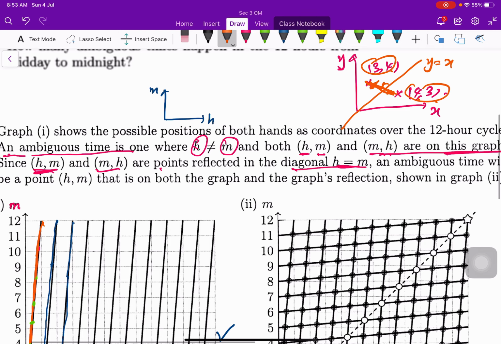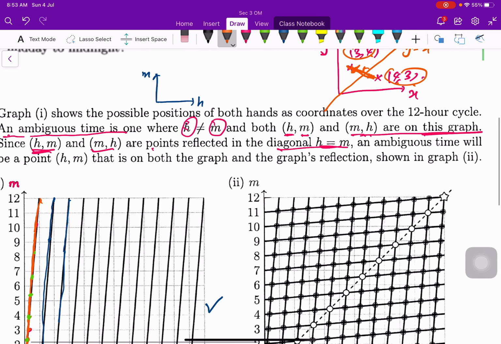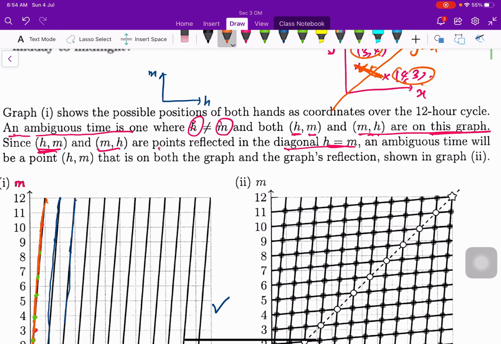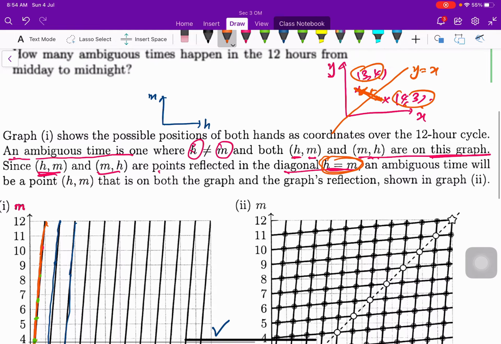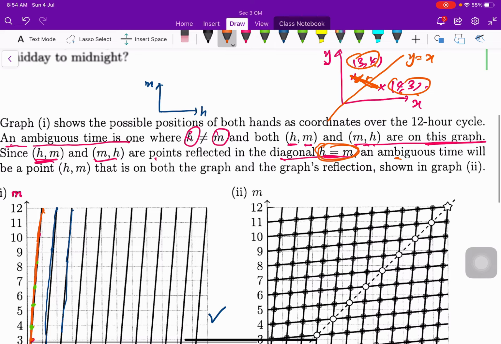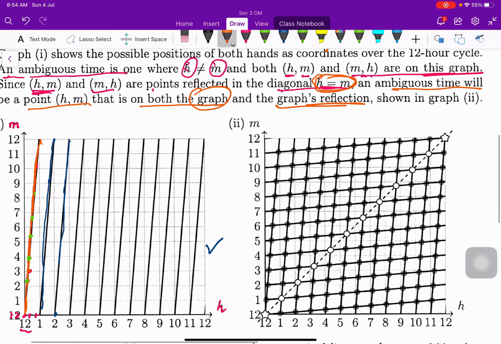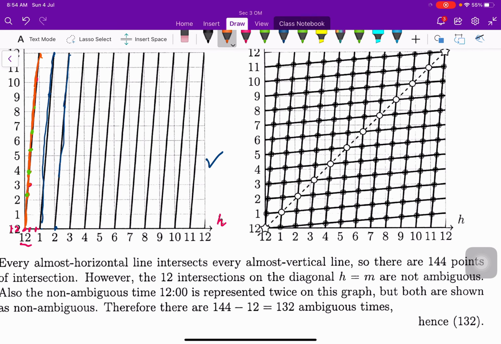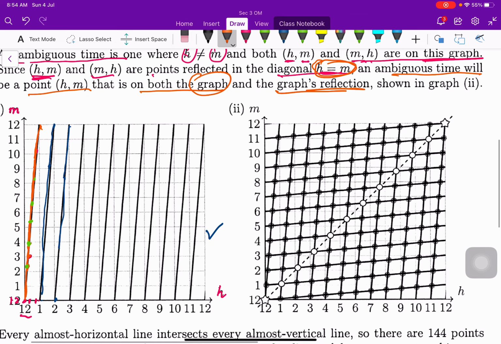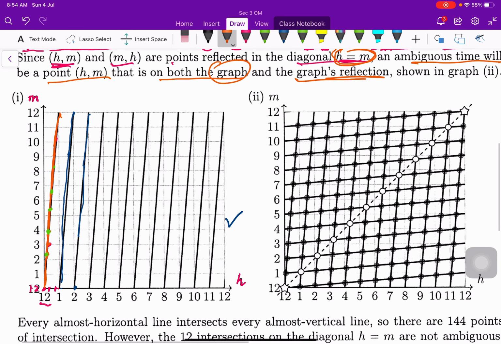Therefore, can you see that since HM and MH are points reflected on the diagonal, H not equal to M, the ambiguous time will be a point HM that is both on the graph and on the graph's reflection, as shown in part 2. Therefore, in this case, can you see that if you draw the reflection of this graph?